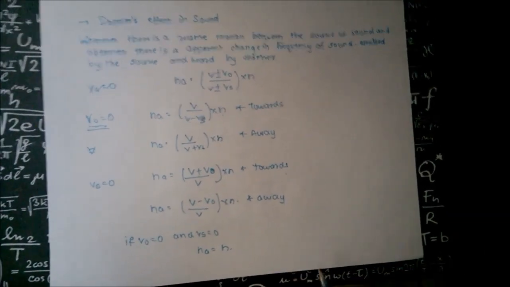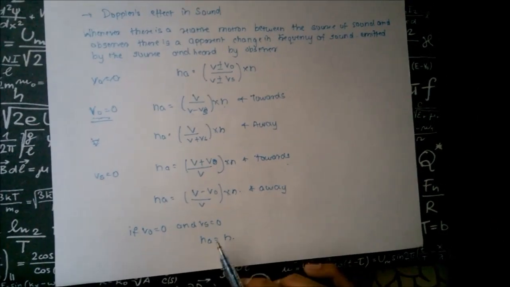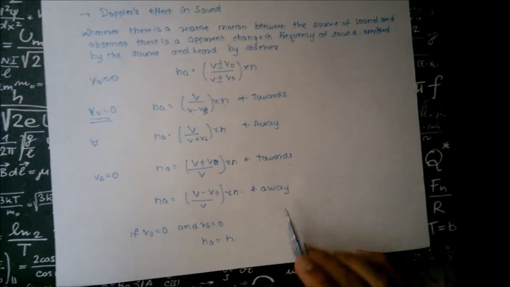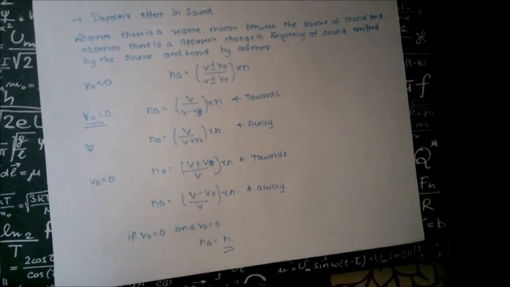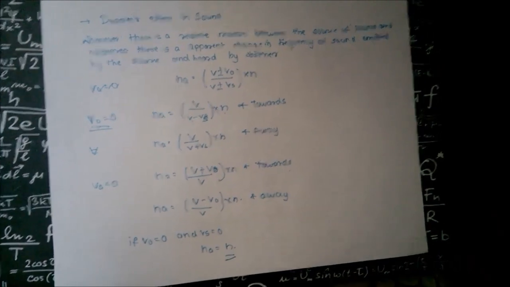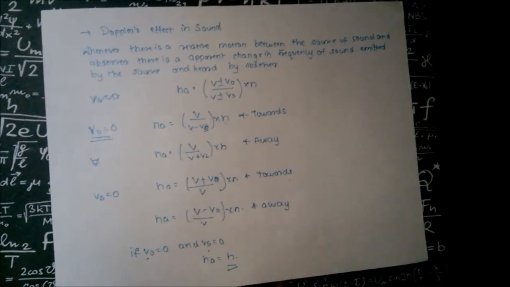Now suppose the observer and the source both are at rest, and there is a sound created by the source. Hence there will be no change in the apparent frequency. The frequency heard will be the same as the frequency of the sound. So Na will be equal to N if the observer and the source both are stable.